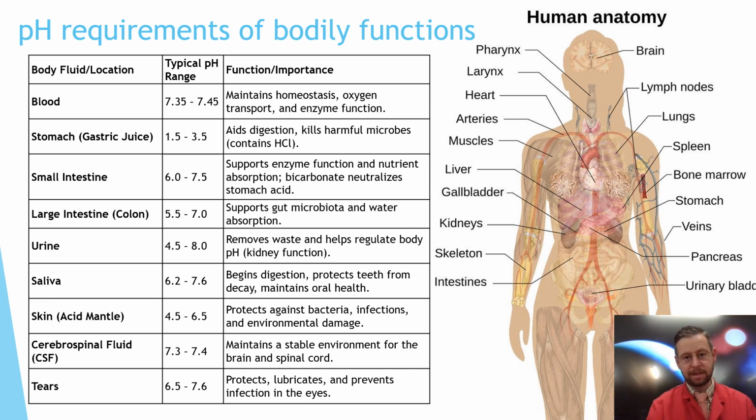The difference between 7.35 and 7.45 is about 20%. So it's a 20% difference in the concentration of the H+ ion that your blood is okay with. So what does it do? Well, the functionality of the blood is, of course, to transport oxygen. It's to allow enzyme function and to maintain homeostasis. If the pH goes wrong, then so do these critical systems.